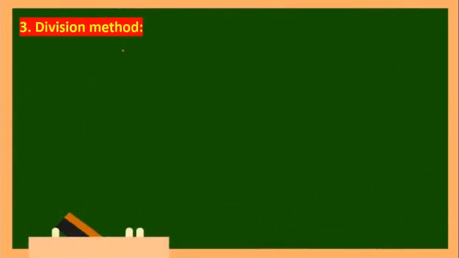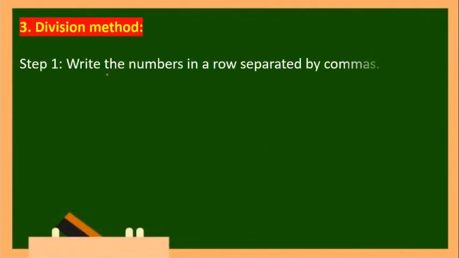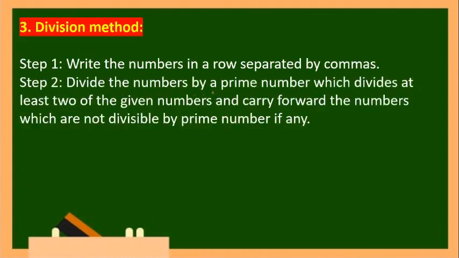Third method is what? Division method. Now in this method, first step, write the numbers in a row separated by commas. Then divide the numbers by a prime number which divides at least two of the given numbers and carry forward the numbers which are not divisible by the prime number. We should see to it that a prime number divides at least two numbers.